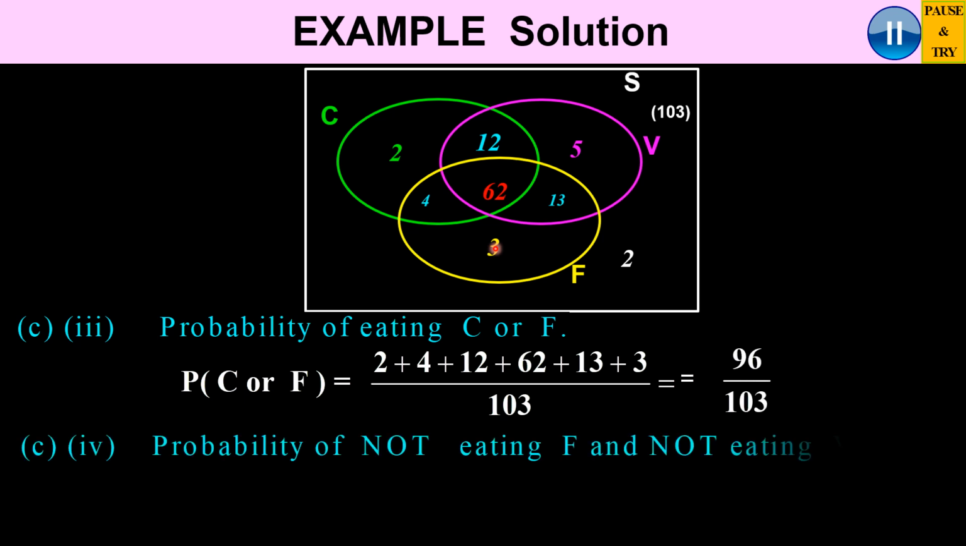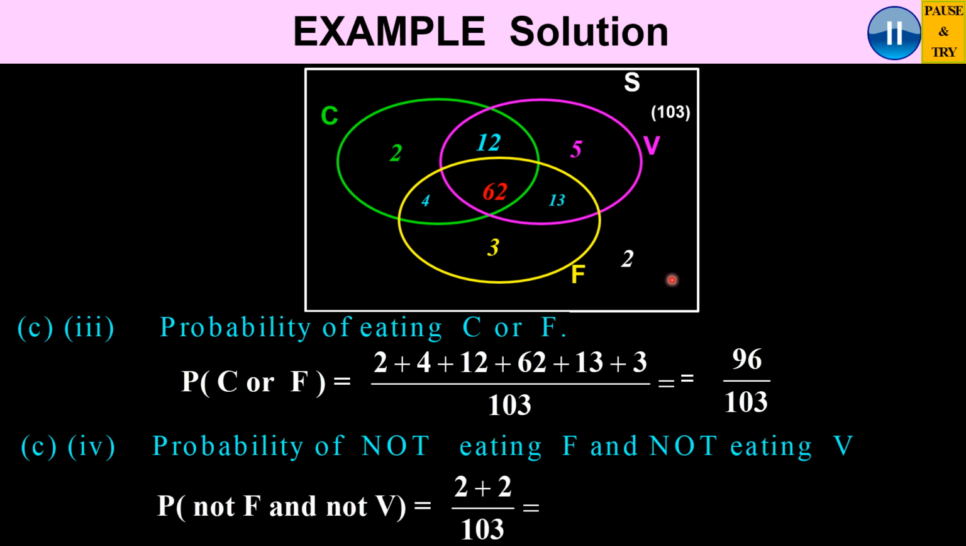And then the last one, probability of not eating fish and not eating vegetables. So be careful there. Not eating fish, so in other words, we exclude these people here. And not eating vegetables, we exclude that there. So we've excluded this and we excluded that, so we're only left with the 2 and the 2. So that answer is 2 plus 2 over 103. So that's 4 over 103, right?